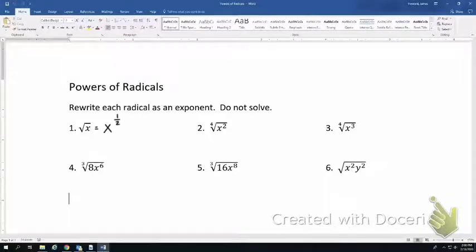Okay, so if you have the square root of something, you raise whatever is underneath there to the power of 1/2. We need another sparkler. Okay.